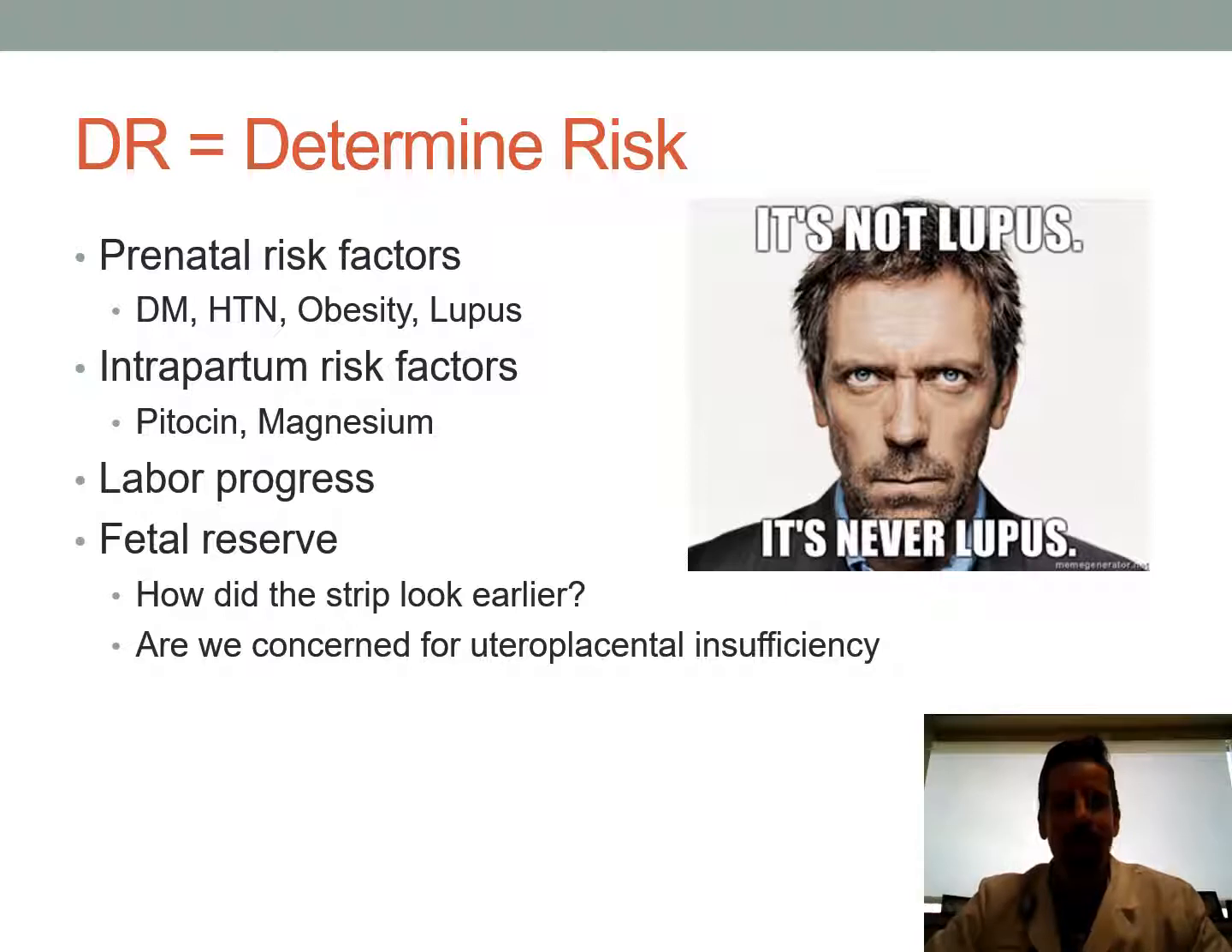Intrapartum risk factors include things like, what are we doing to mom? Are we giving Pitocin? Are we giving magnesium? Did we just give an opiate? That's how you're going to determine intrapartum risk. Look at those kinds of factors.